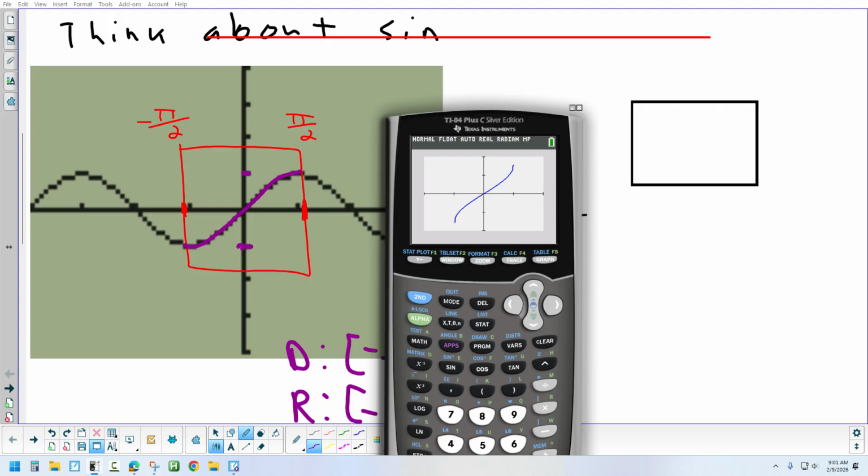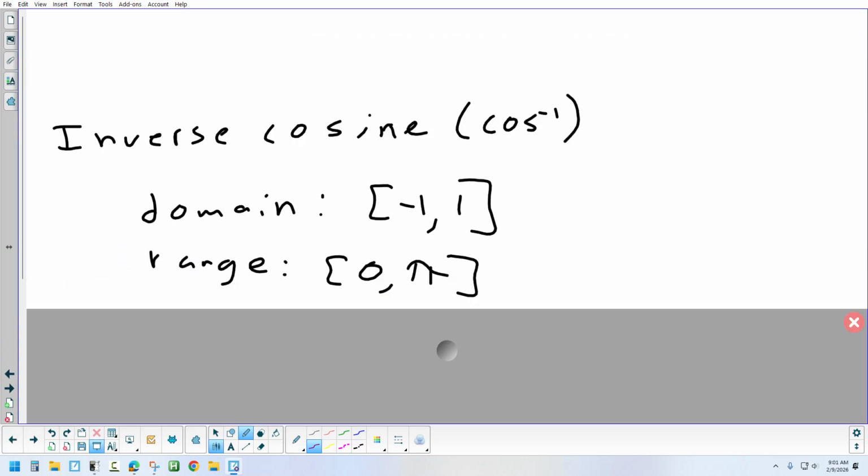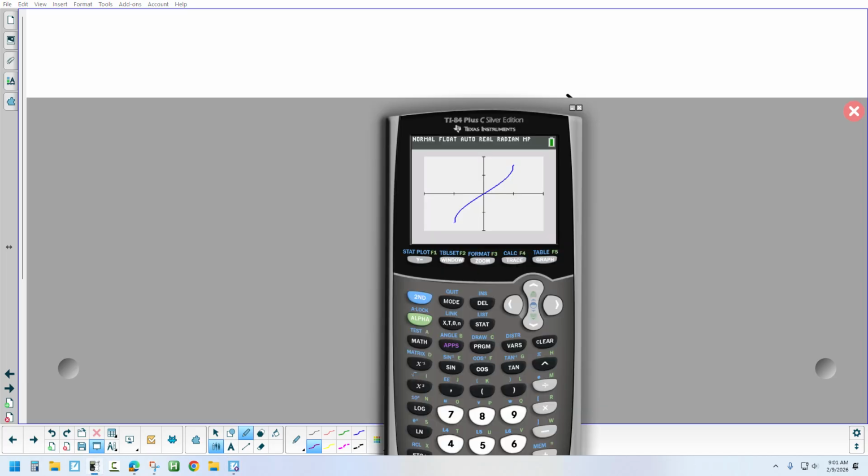All right, any questions on that? So that's the domain and the range of the inverse sine function. We can modify that if we do transformations, but that is always going to be your starting point for inverse sine. Let's take a look at cosine.